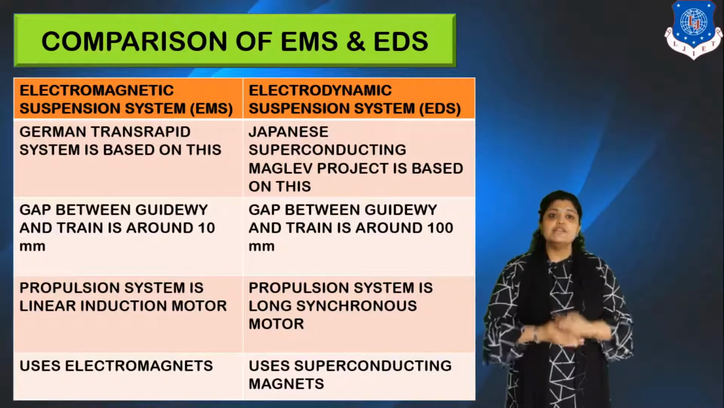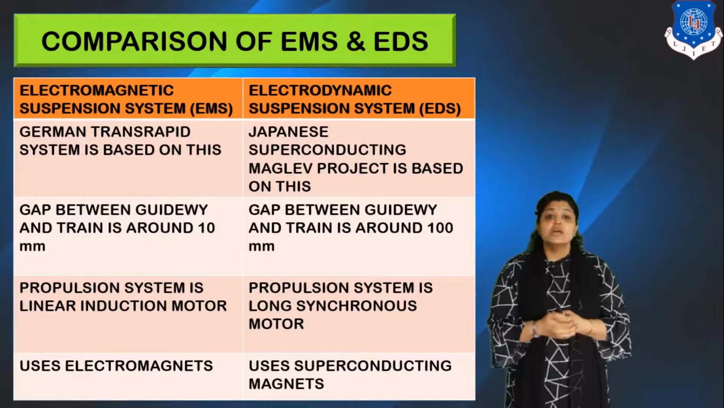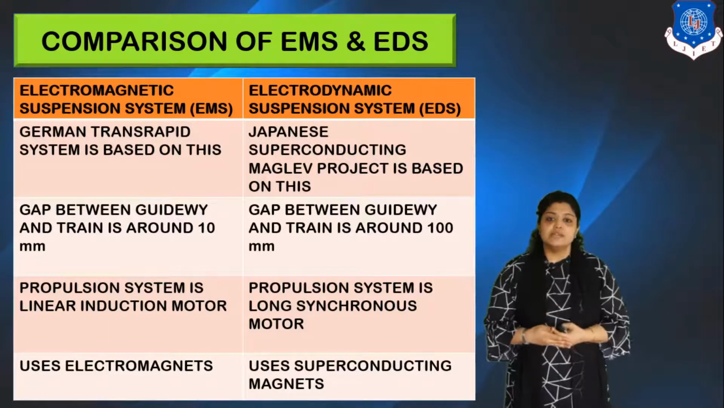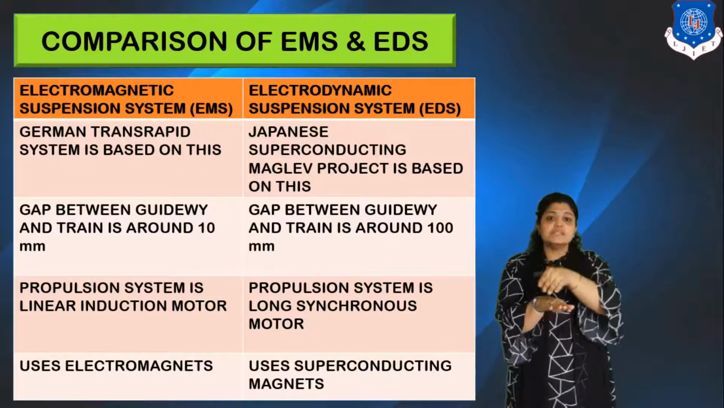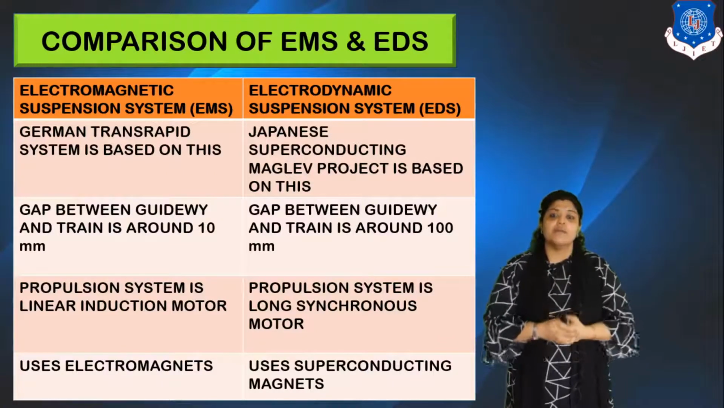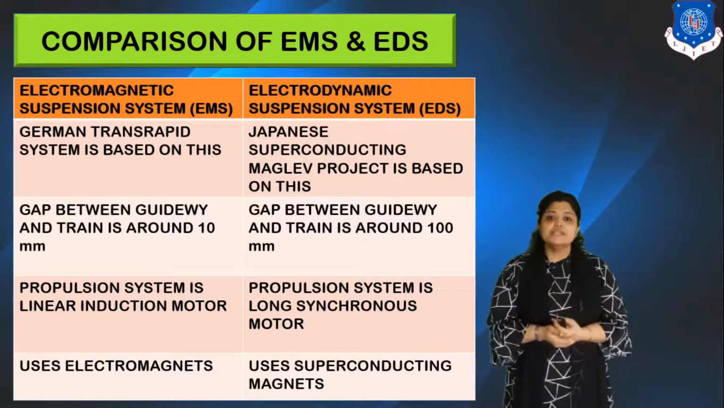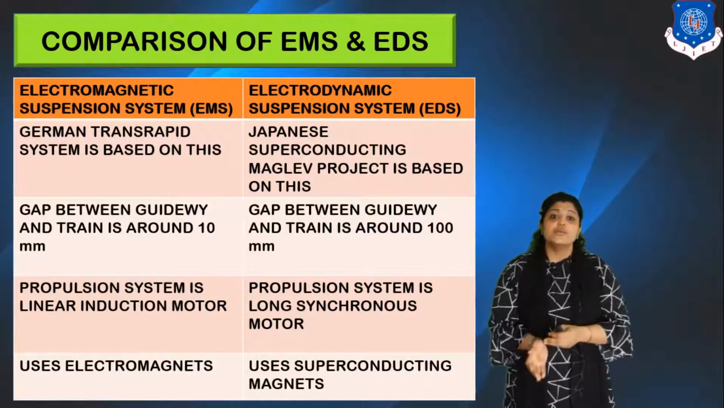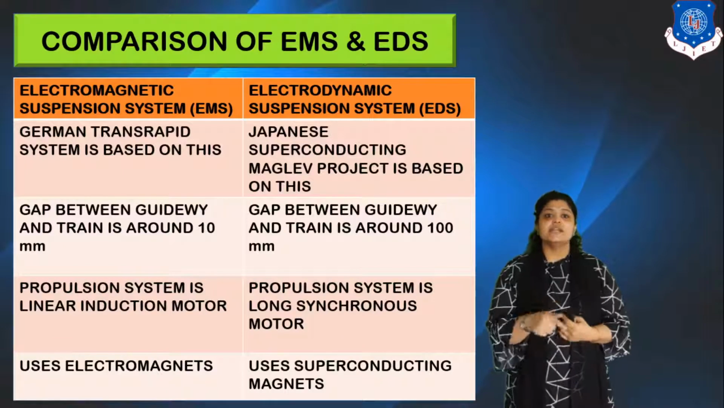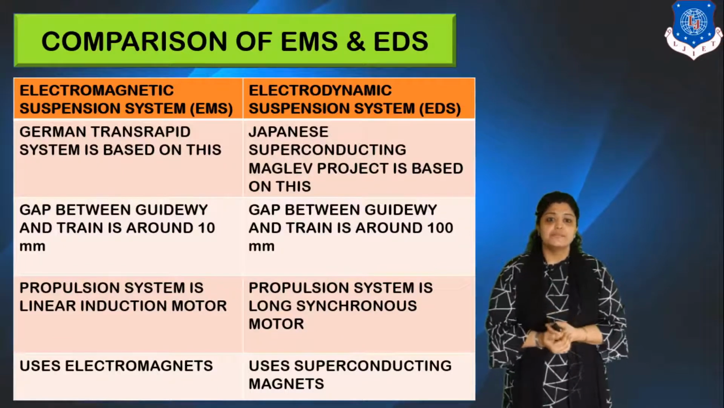Whereas on the other hand, if you talk about an EDS system, the gap is around 10 centimeters. It is very simple because the train is not clamped, it is just placed on the guideway. If you talk about the propulsion system, the EMS system uses a linear induction motor, whereas the EDS system uses a synchronous motor.